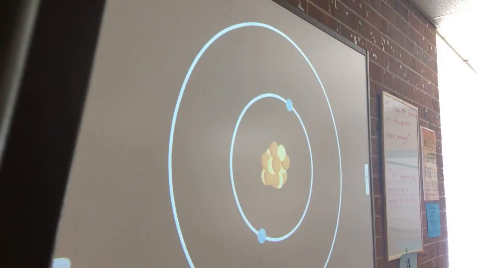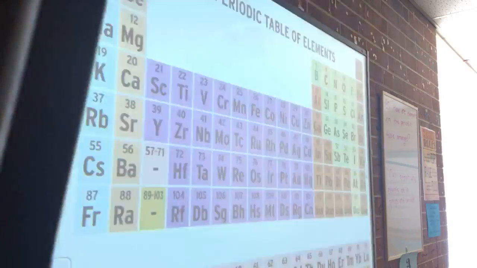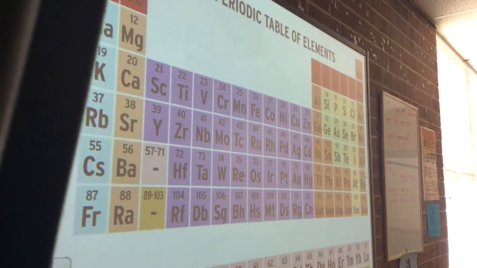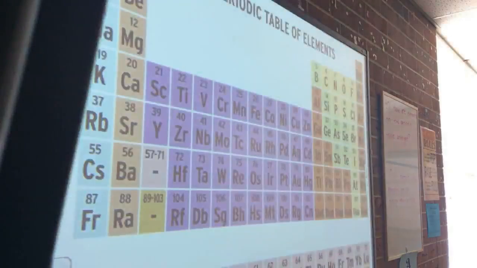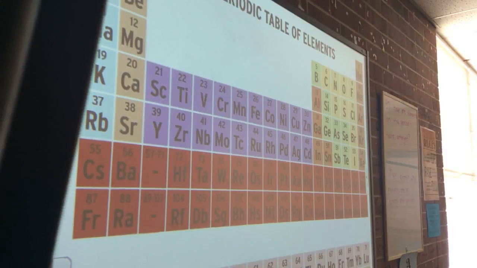The first shell contains 2 electrons, and the second one can hold up to 8 electrons. As you read across a period, that outer shell fills up with electrons. So lithium has 1 electron in the outer shell, beryllium has 2 electrons, boron has 3, and so on. By the time you get to the far right side, the outer shell is completely full. The 6th and 7th periods contain so many elements, scientists took some out and put them underneath.